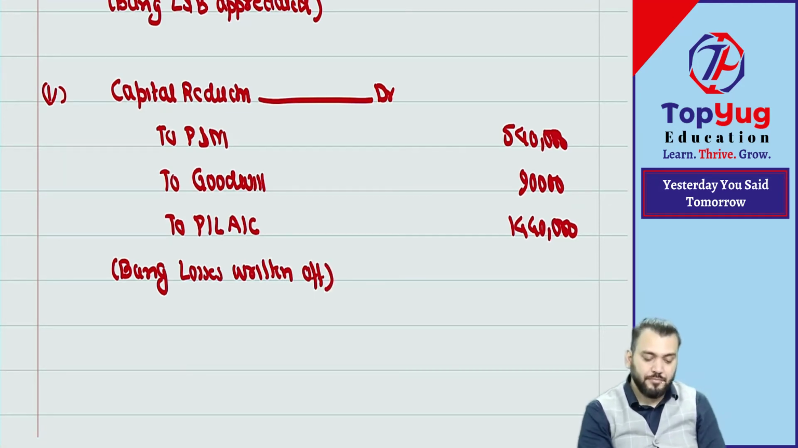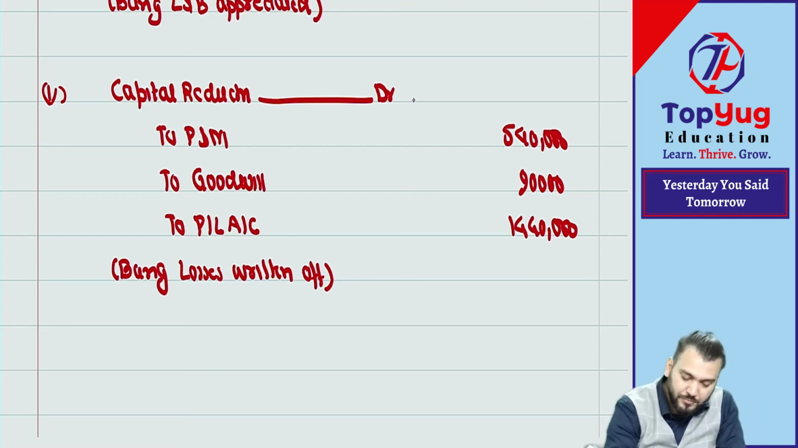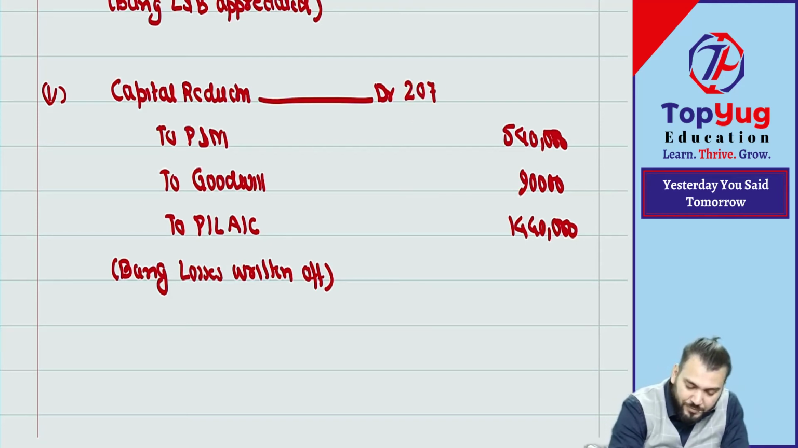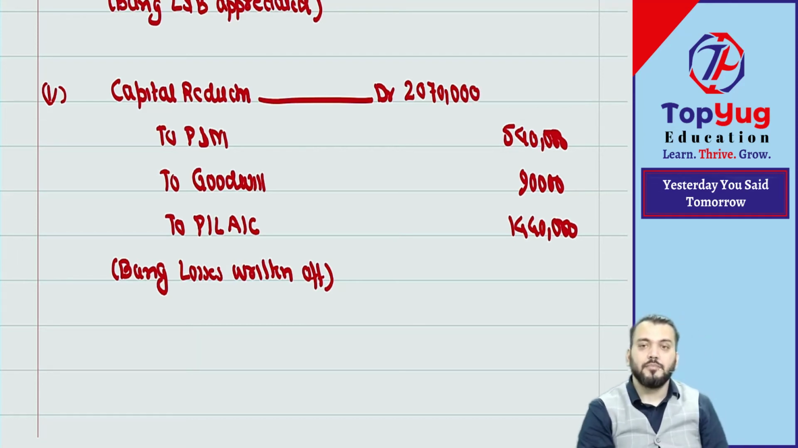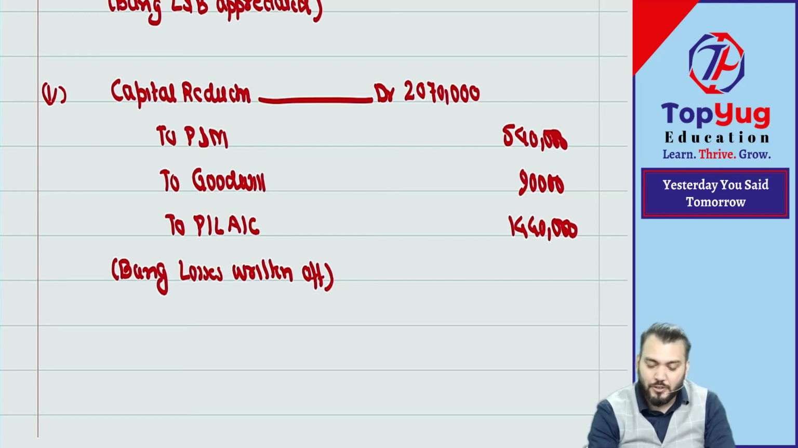Correct. Tell me the total. 20 lakh 70,000. Okay. Only one last journal entry is left for what? Reconstruction expense of 5,000 paid. So what is the journal entry for that?